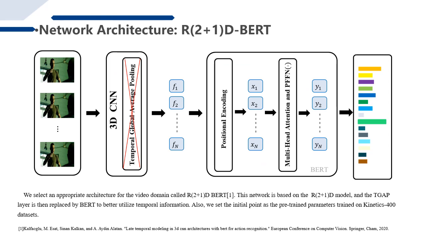We selected an appropriate architecture for the video domain called R2 plus 1D BERT. This network is based on the R2 plus 1D model, and the TGAP layer is replaced by BERT to better utilize temporal information. Also, we set the initial point as the pre-trained parameters trained on the Kinetics 400 dataset.